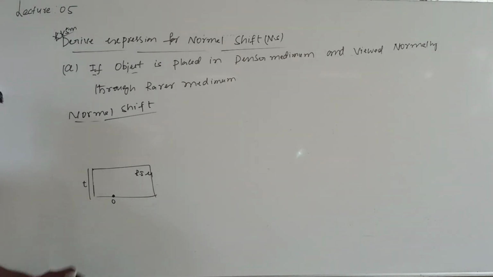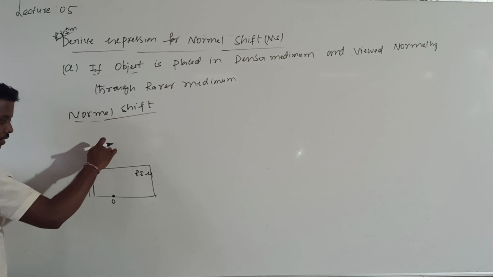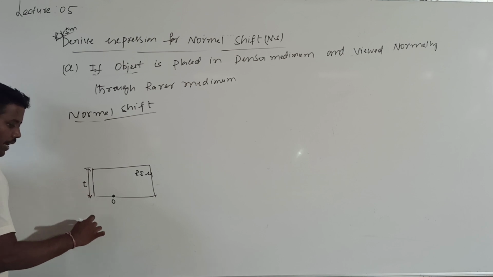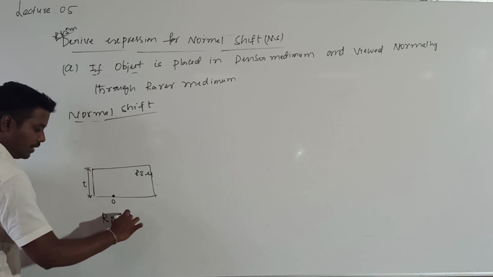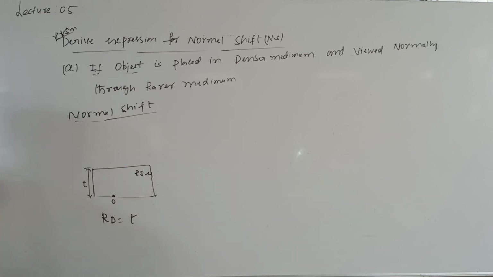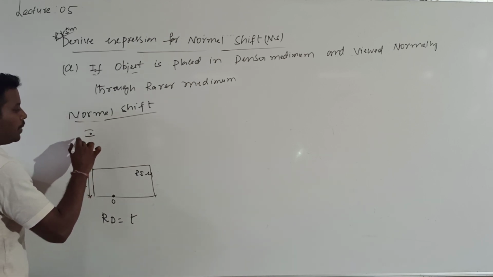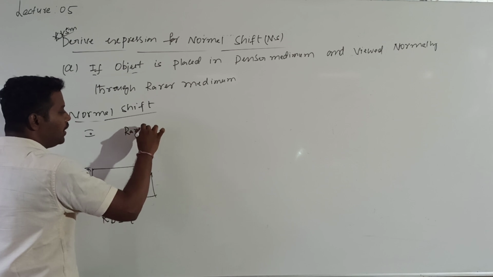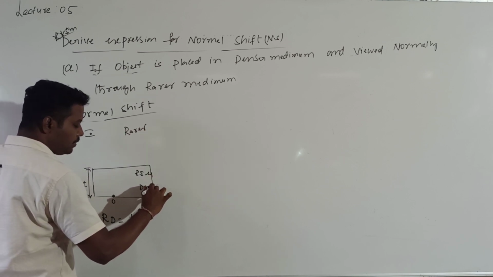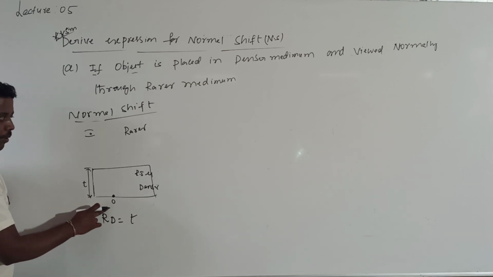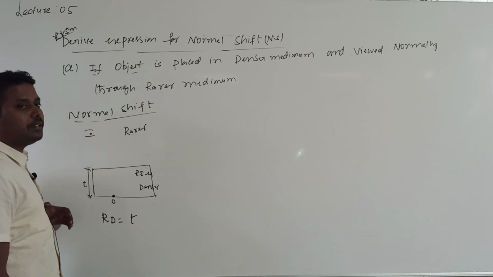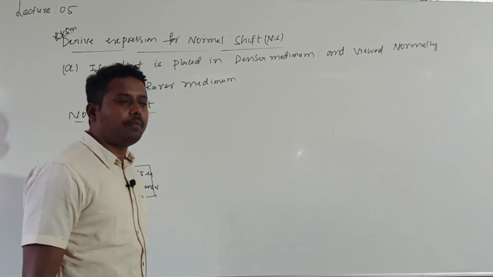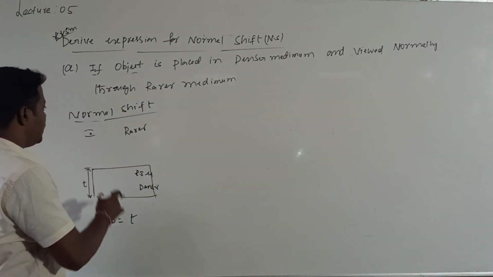When the object is placed at the bottom of the slab, what is the real depth? If you see from the top, the real depth of the object is T. Now this object is viewed normally. The glass slab is placed in air, so air is rarer and glass is the denser medium. The object is placed in the denser medium and viewed normally through which medium? The rarer medium. Are you getting it? Now I want to derive the expression for the normal shift.